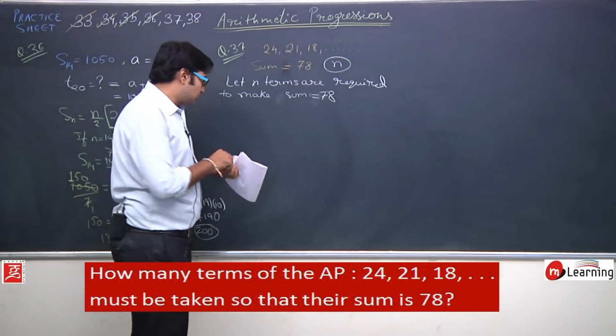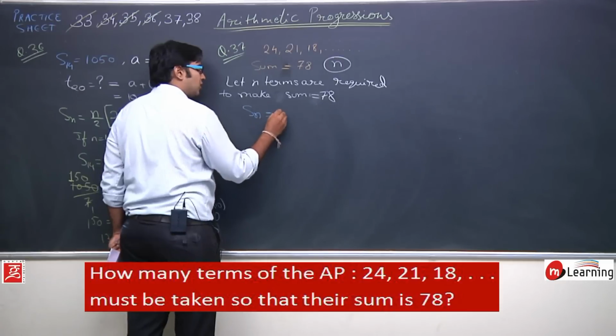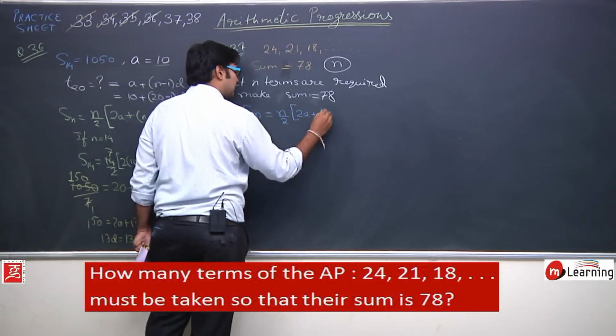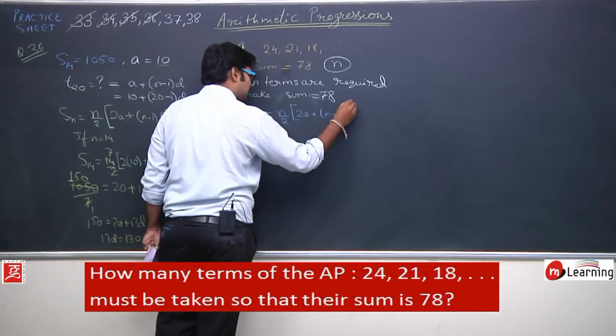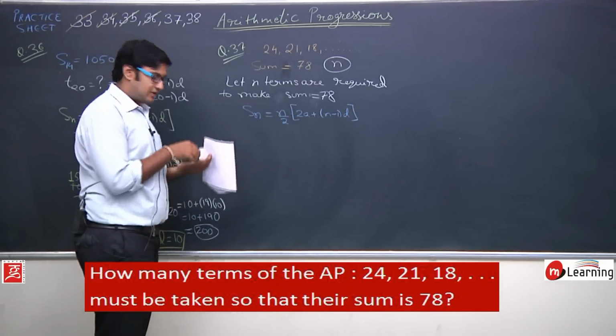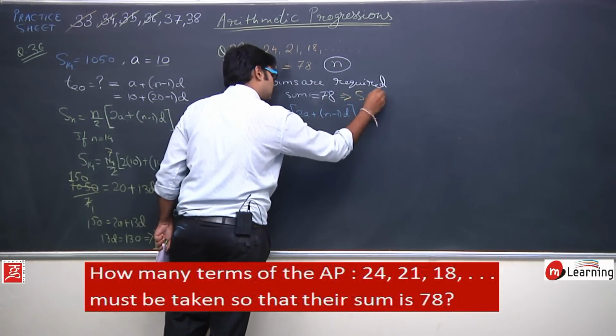So the sum of n terms of an AP is equal to what? It is n by 2 into the bracket 2a plus n minus 1 into d. This is the formula that we know. And we have said that the sum of n terms is 78. So I can write it as Sn is equal to 78.